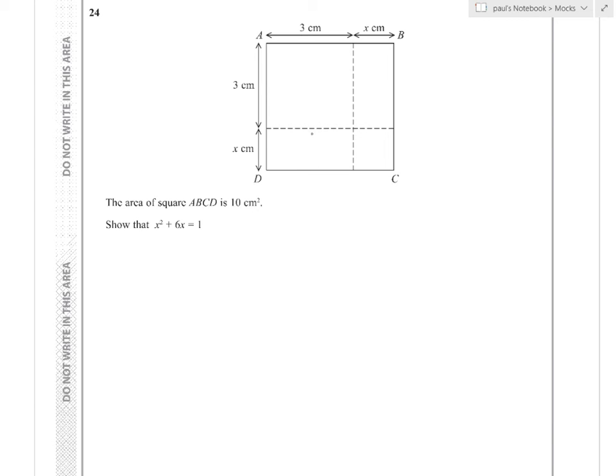X squared plus 6x. Okay, so we're going to do the area. The area is 10. The area is going to be 3x times 3x equals 10.